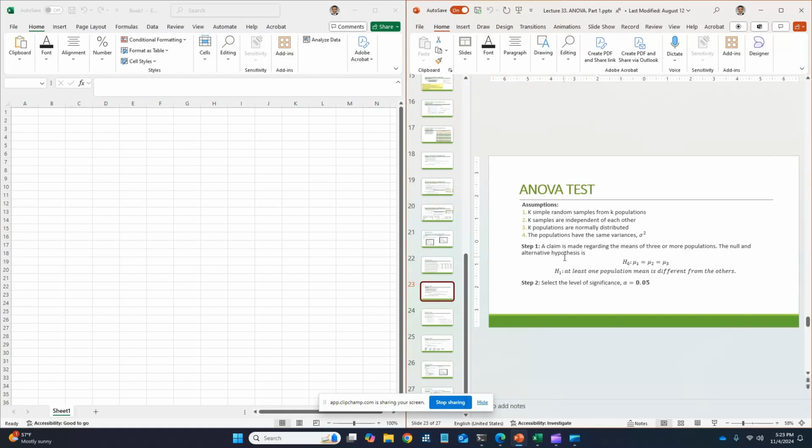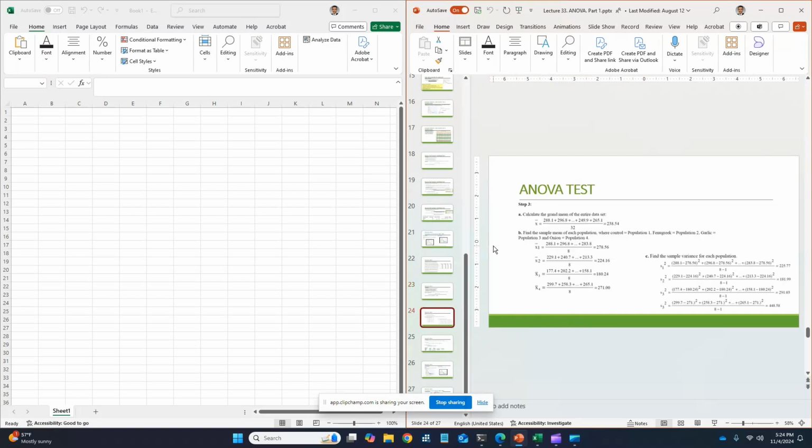Now, step one is to set our null hypothesis. Null hypothesis is that all means are equal, and the alternative hypothesis is at least one population mean is different from the others. We have already selected the level of significance equals 0.05. That is, out of 100 samples, we want to be 95% confident. That means in 95 of the samples, we are expecting this same conclusion that we're going to have this time.